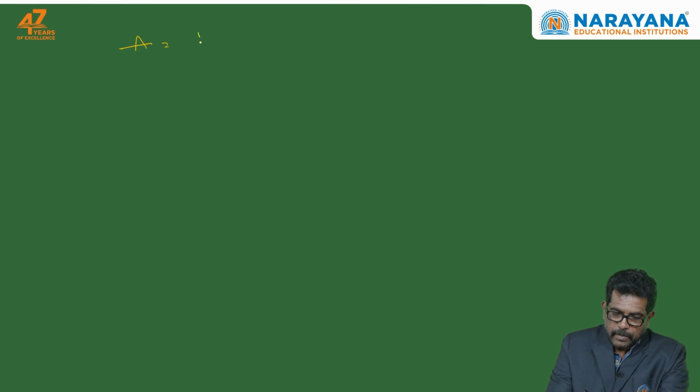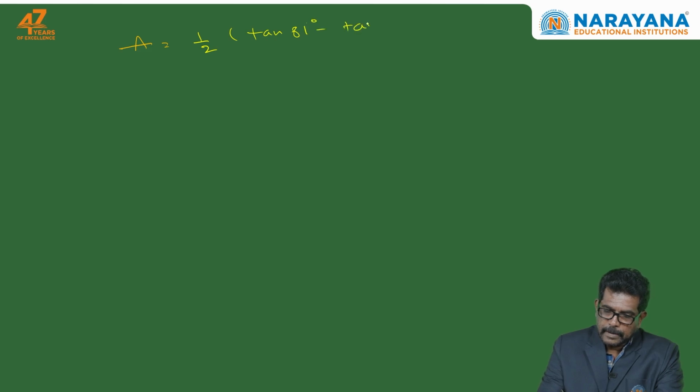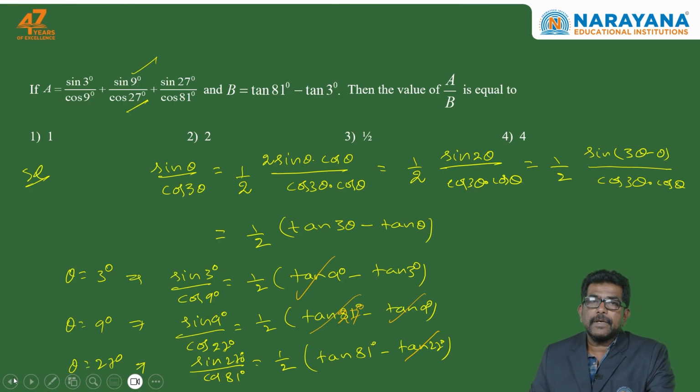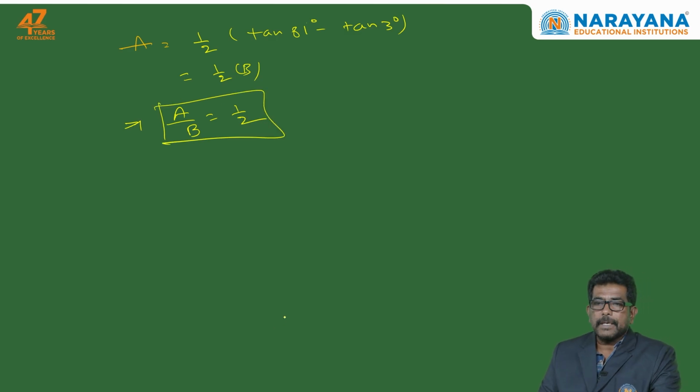That is, A is equal to 1 by 2 times of tan 81 degrees minus tan 3 degrees. Now, observing the problem, tan 81 degrees minus tan 3 degrees is B. I am substituting here, 1 by 2 times of B. So, from this, A by B is equal to 1 by 2.